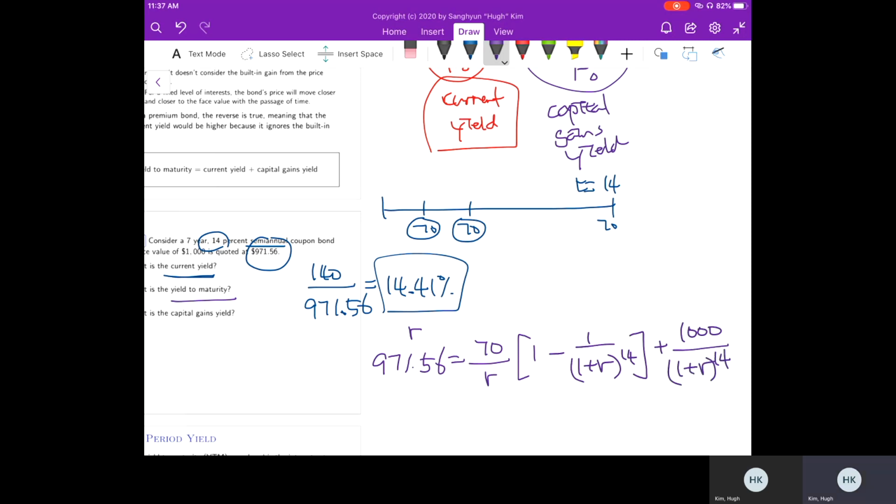Which is a market interest rate for this bond. So we can solve for R using the trial and error process that I introduced in the previous lecture. This time, I'm going to use a financial calculator to save time. So let's look at the cash flows.